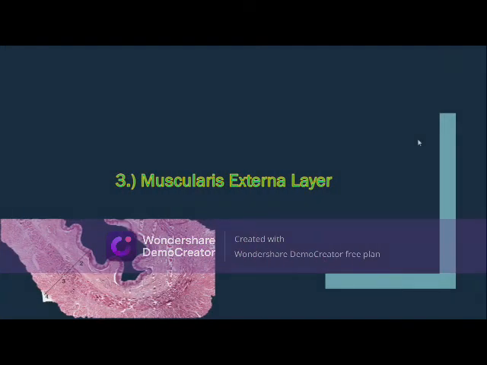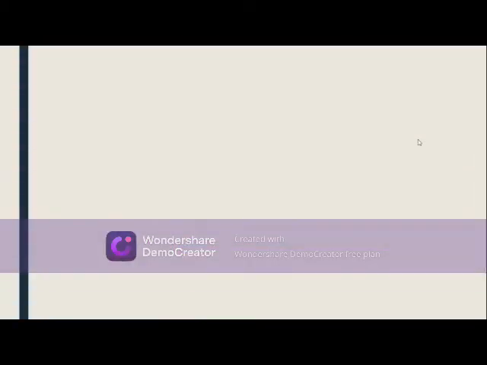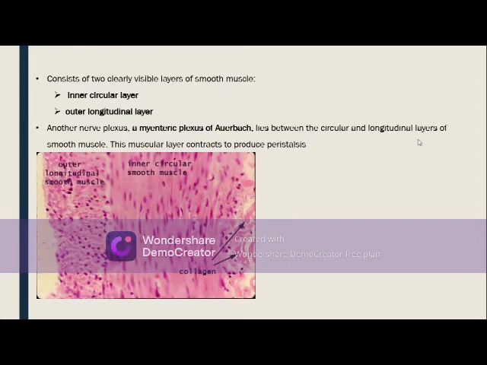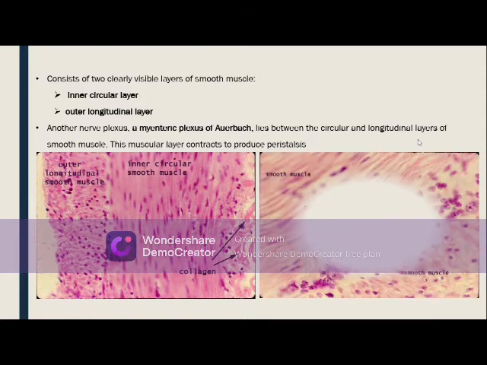Alright, now our third layer, the muscularis externa layer. Here, it consists of 2 clearly visible layers of smooth muscle, which are your inner circular layer and your outer longitudinal layer. Another nerve plexus, called the myenteric plexus of Auerbach, lies between the circular and longitudinal layers of the smooth muscle. This muscular layer contracts to produce peristalsis.